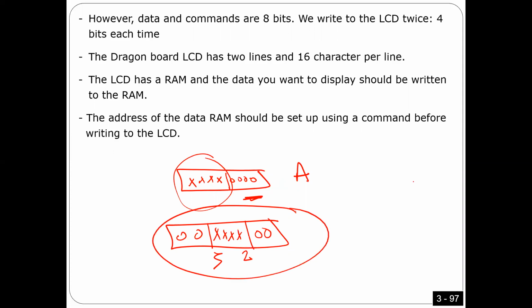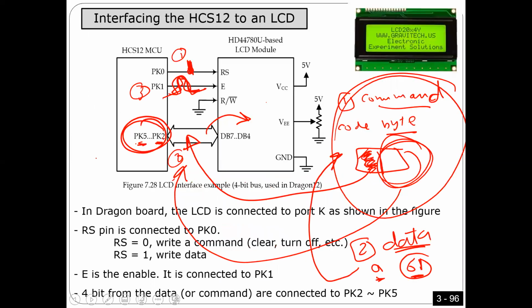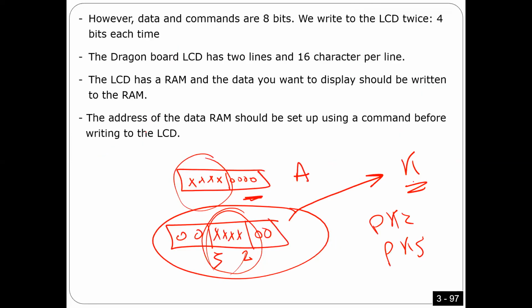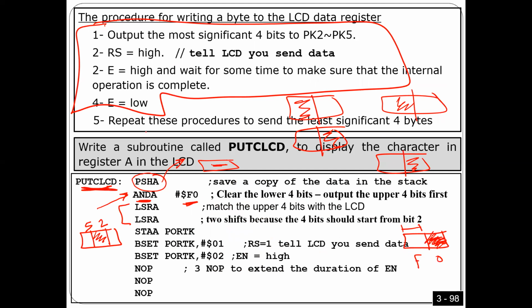And then I'm going to take this value and send it to port K, guys, so that my 4 bits are going to be on PK2 to PK5. Because this is how it should be, as you see here. This is how it should be. And that's what I did here, guys.